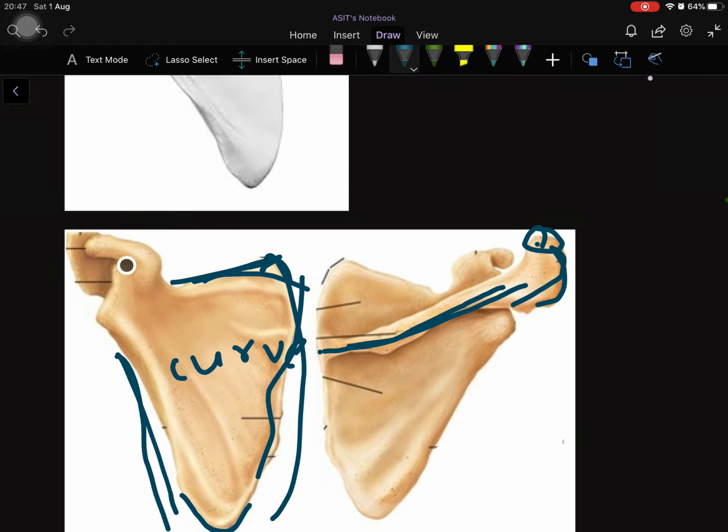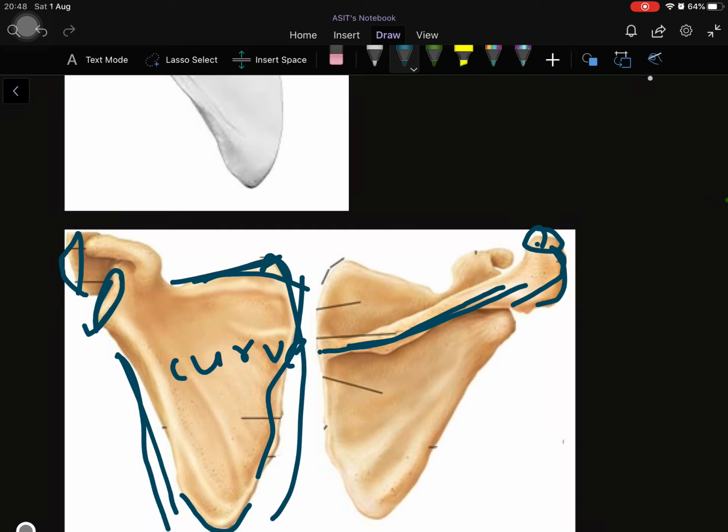This small projection of bone present here is called the coracoid process, and here is the acromion, where the small surface of the clavicle will be joined. And this is called the glenoid cavity or glenoid fossa.